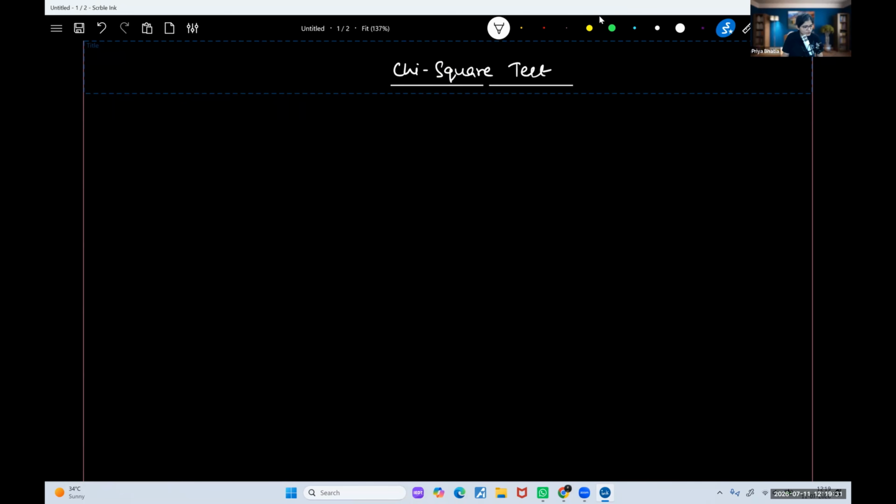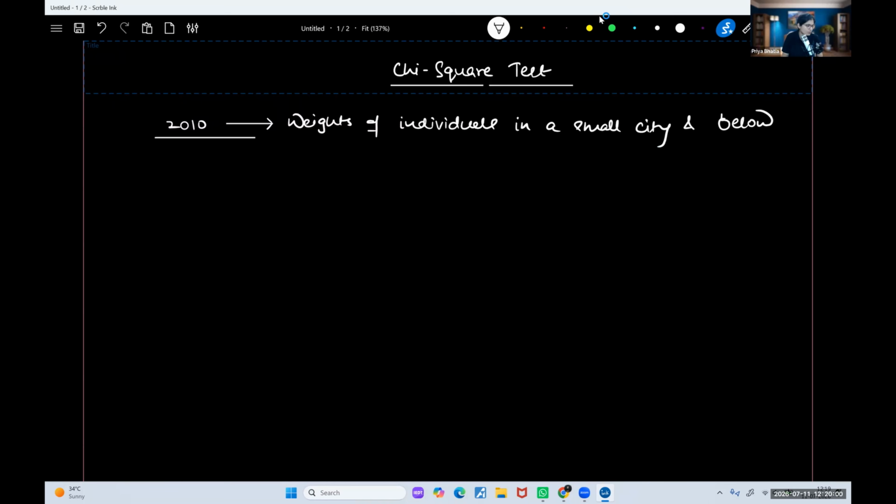So over here, let's suppose we are saying that in the year 2010, we have measured the weights of individuals in a small city, and below is the analysis for the same.